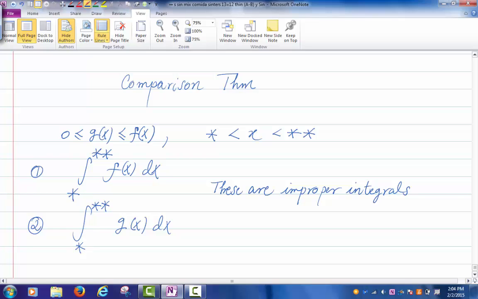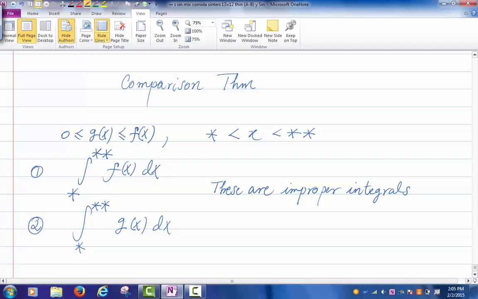Now, it is key that both of them are non-negative. So what I'm going to say now wouldn't hold if they are not non-negative. One thing to realize here is that I said the inequalities 0 less than g less than f hold for any x between star and double star. I didn't say they hold when x is equal to star or x is equal to double star. I didn't say anything about what happens at star or double star for the inequality. But when x is between them, then those inequalities hold.